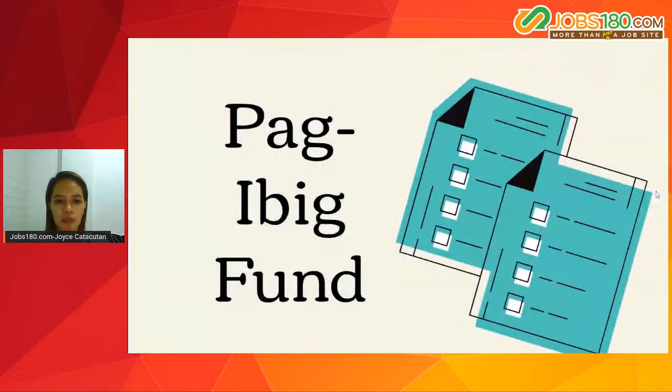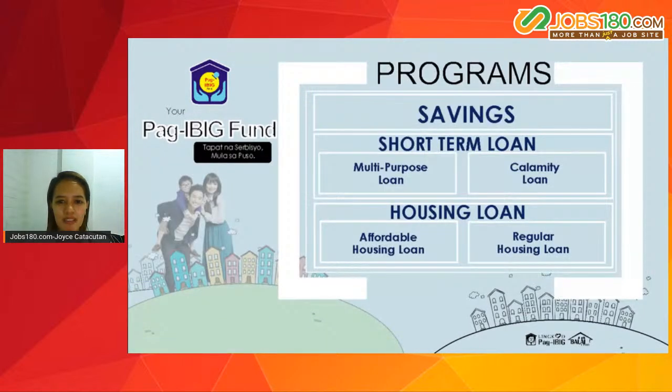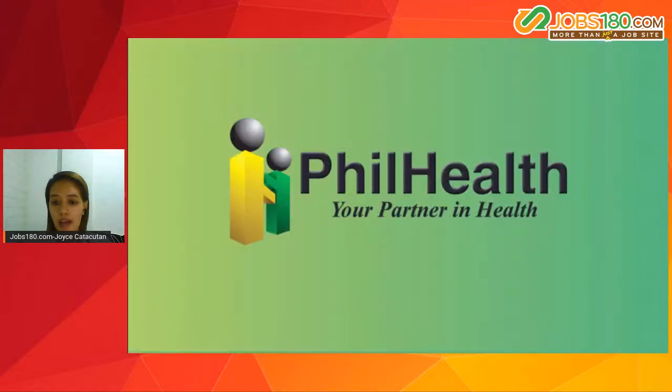Next, we have Pag-ibig. How to apply for Pag-ibig. We have savings and a short-term loan, if you want to take a loan. You may also contact the Pag-ibig Fund official page. Next, we also have PhilHealth.